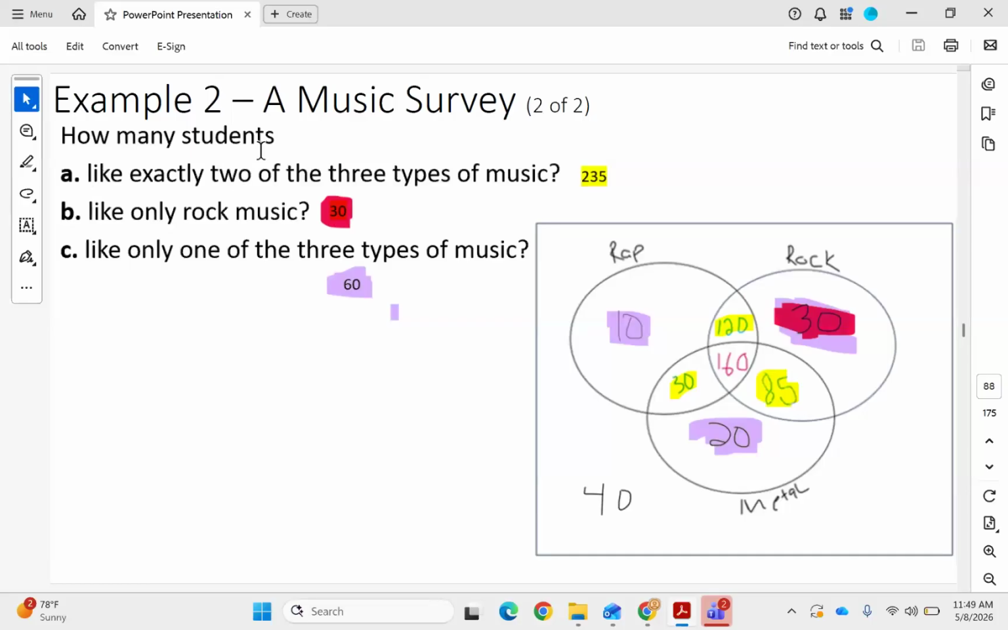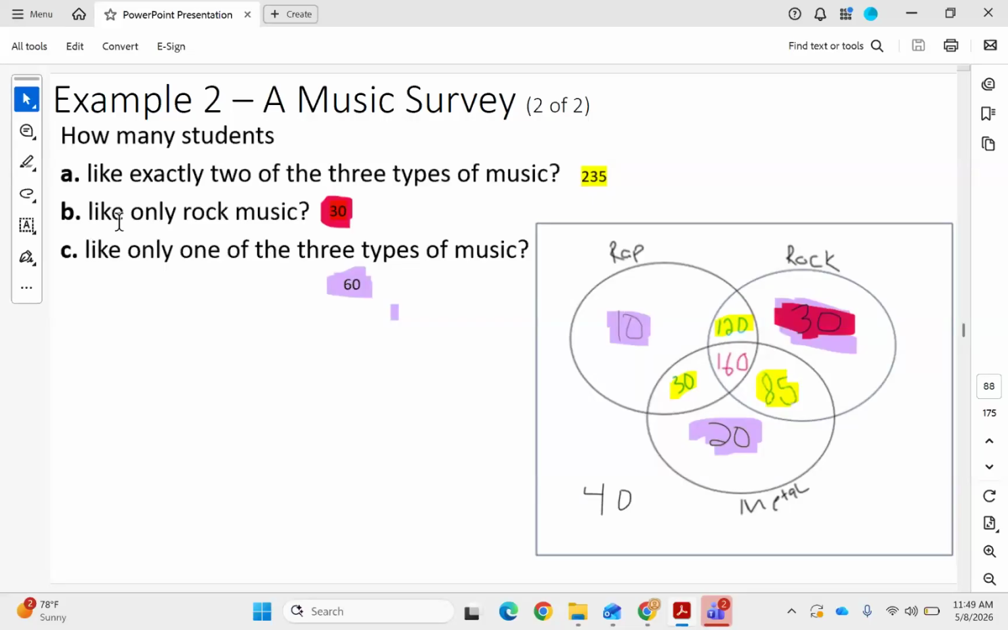How many students like exactly two of the three types of music? We add 120 in yellow, 120 plus 30 plus 85, which is 235. How many only like rock music? Well, the ones that only like rock, that was only the 30. That 30 represents only the ones that like rock.